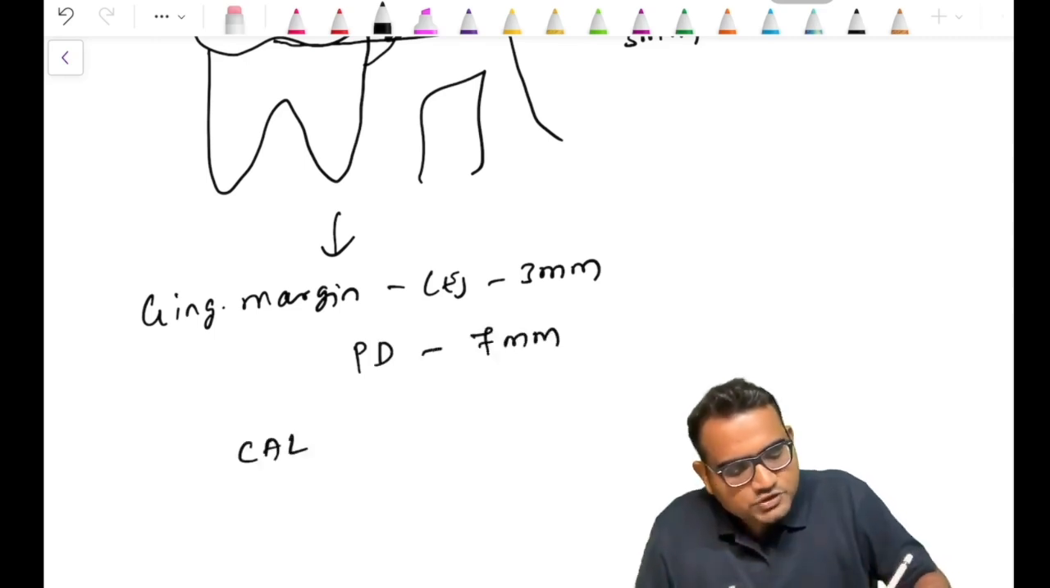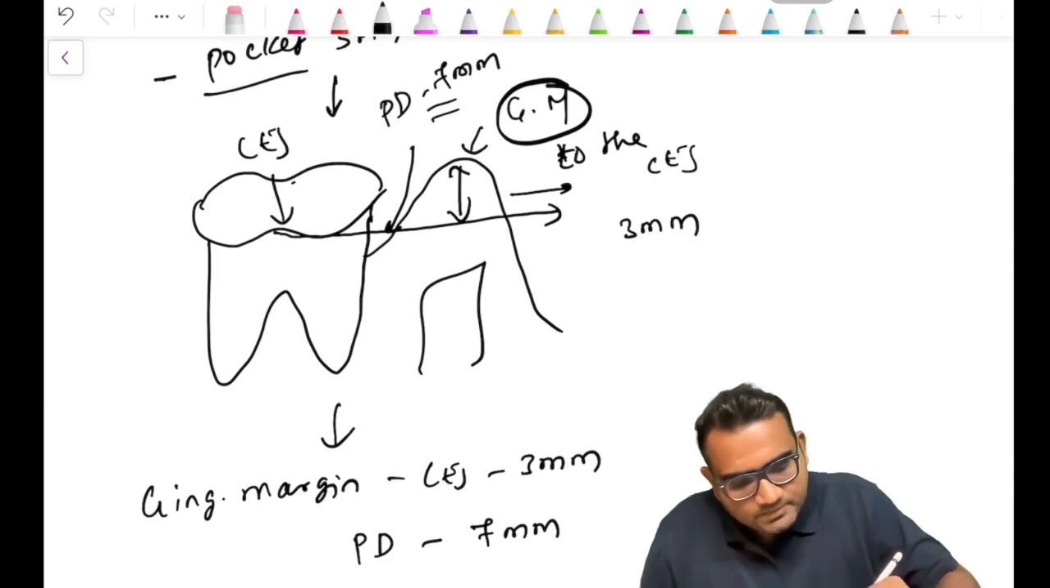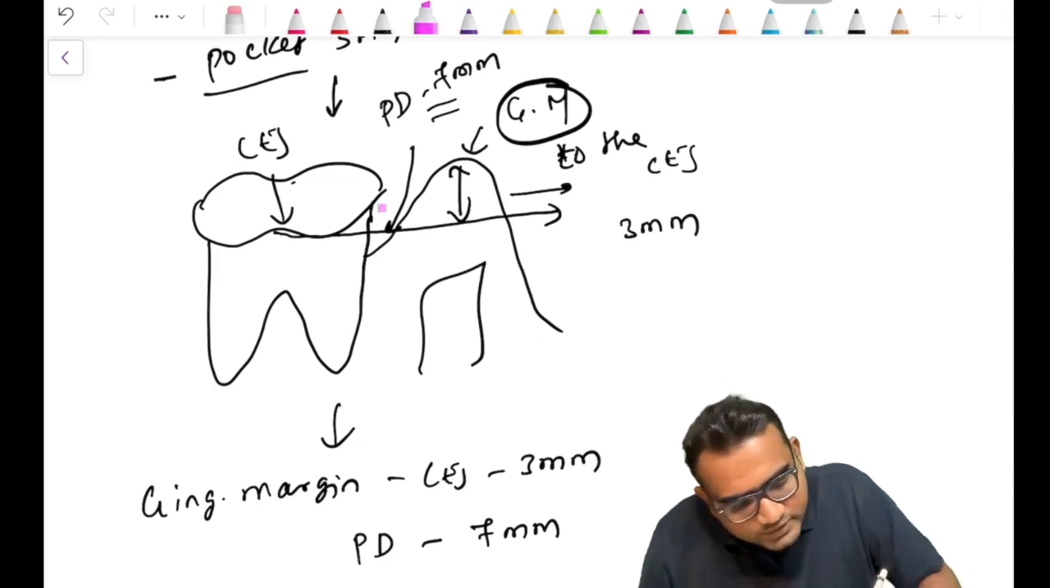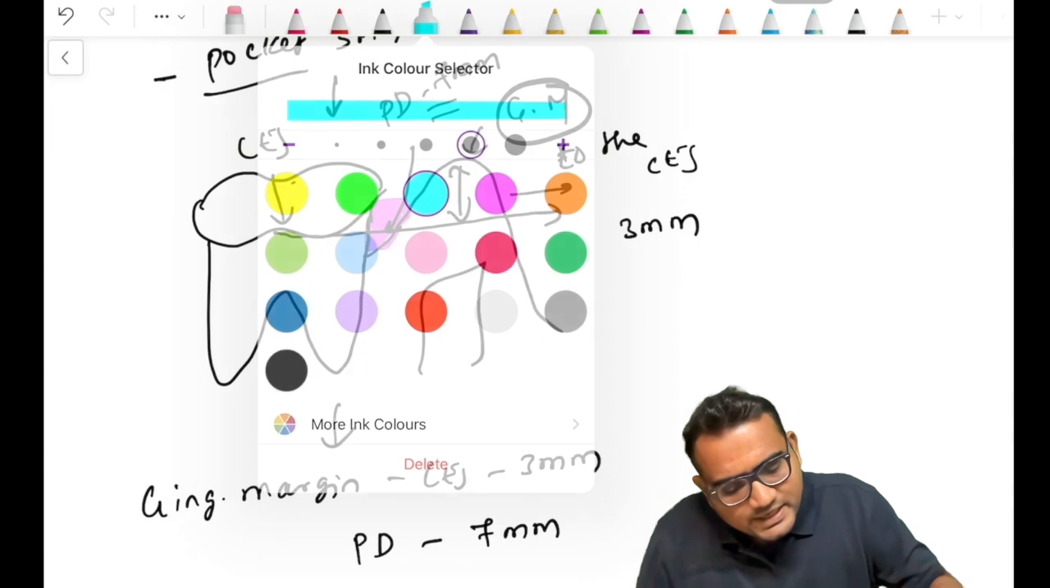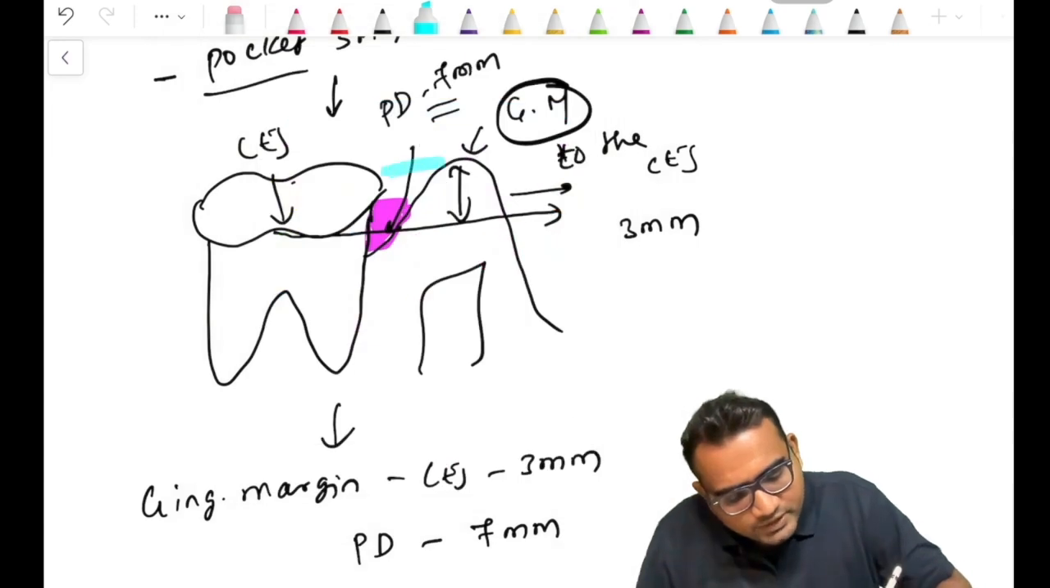So the CAL for this patient is, I need only this area, because this is the attachment loss. Anything below the CEJ is attachment loss, and I don't want any value or information regarding this area, because this is gingival sulcus, this is normal, right?